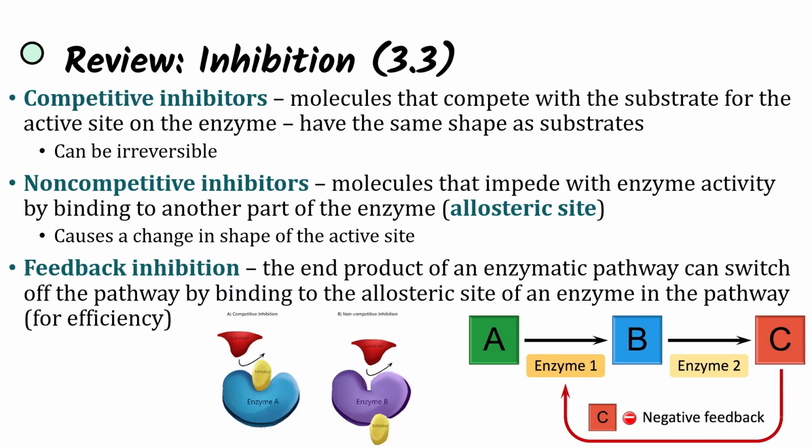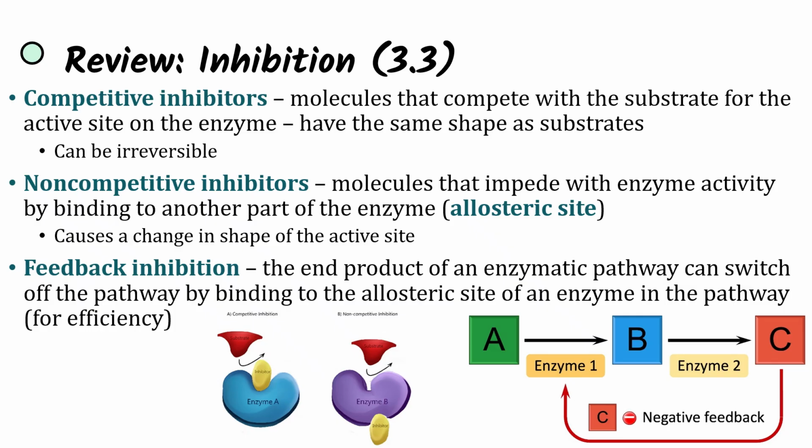Finishing up 3.3, we have to talk about inhibition. First off, competitive inhibitors. These are molecules that compete with the substrate for the active site on the enzyme, and they have the same shape as substrates, so they're able to enter the active site and prevent a substrate from entering. And these can be irreversible, such as poisons.